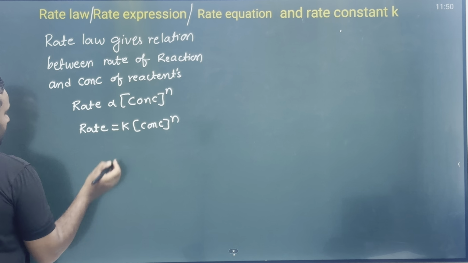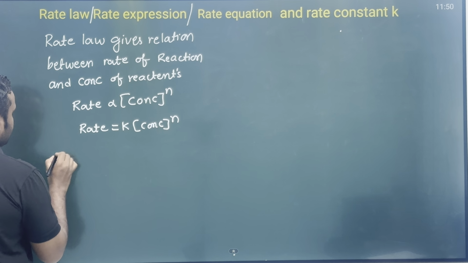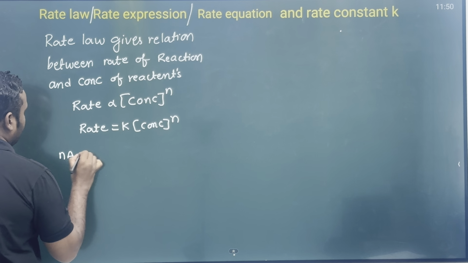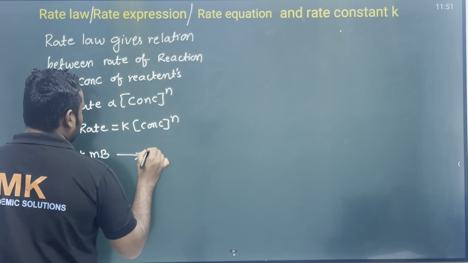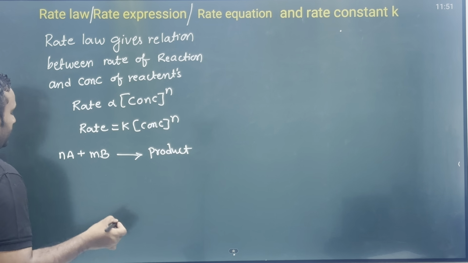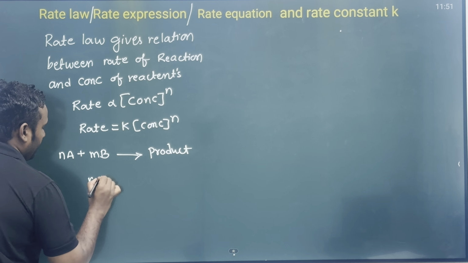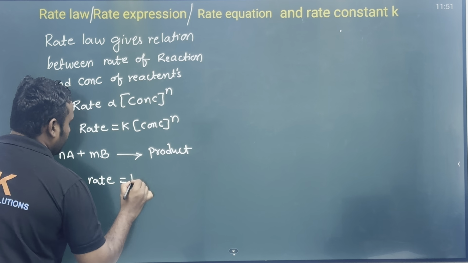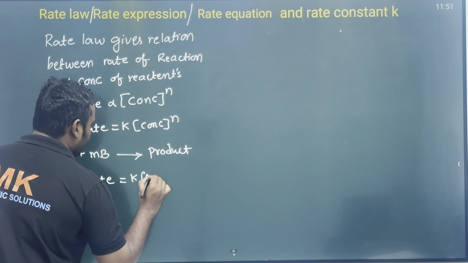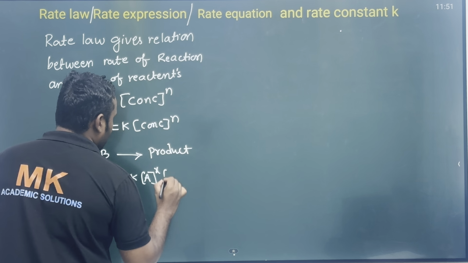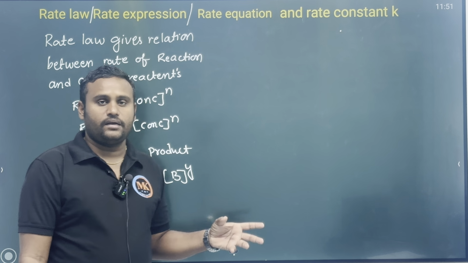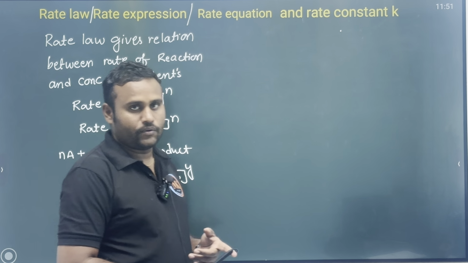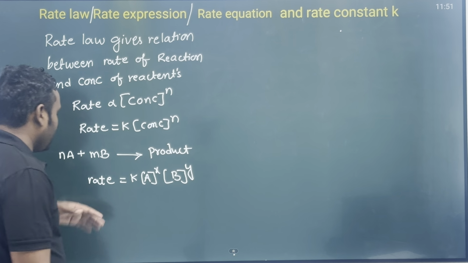So for example, let us take a hypothetical example. n moles of A plus m moles of B react together to produce one product. So according to rate law, rate expression or rate equation, rate is equal to k into A power x and B power y, which means here rate of reaction we can write by using experimental data only, but not by using the balanced chemical equation.